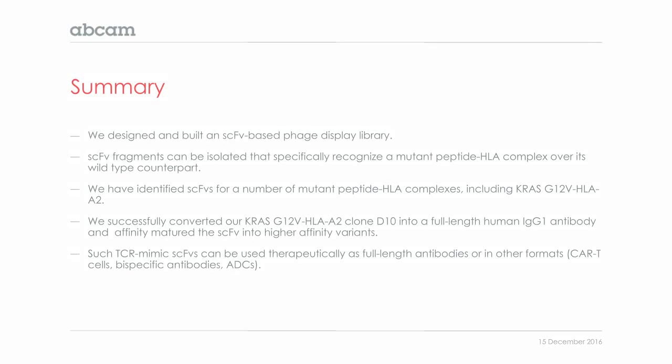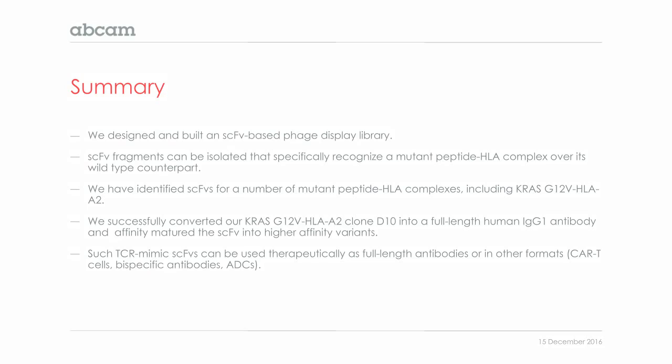So in summary, we've designed and built an scFv-based phage library. We can isolate scFvs that specifically recognize mutant peptide-HLA complexes over their wild-type counterparts. We've identified scFvs at this point for a number of different mutant peptide-HLA complexes, including the KRAS G12E peptide and HLA-A2. We've been able to successfully convert our G12E-A2 clone D10 into a full-length human IgG1 antibody. As well, working with Axiomx, we were able to affinity mature that scFv into higher affinity variants.